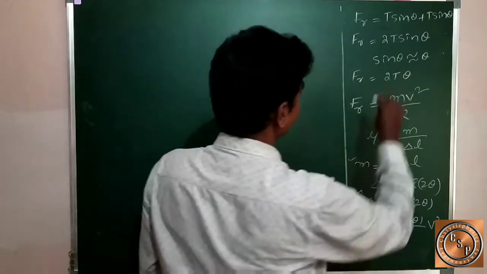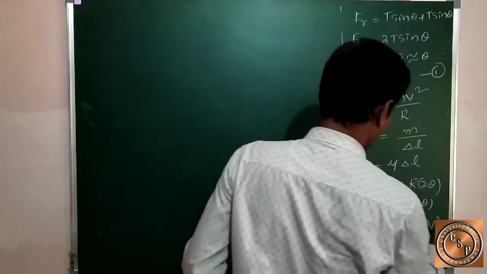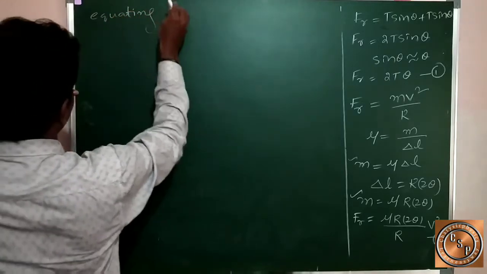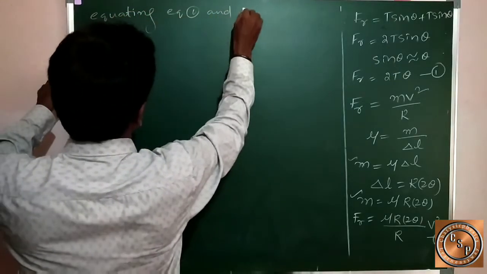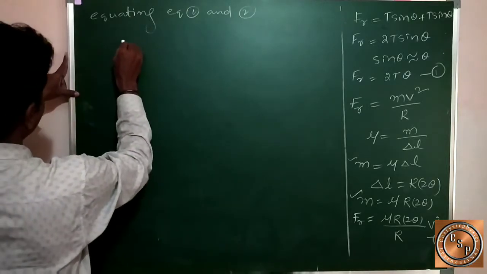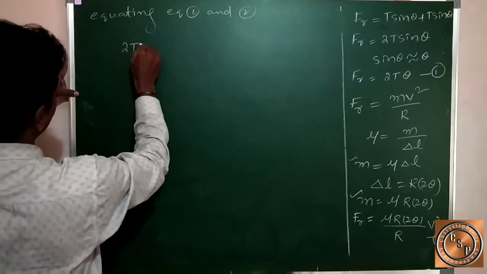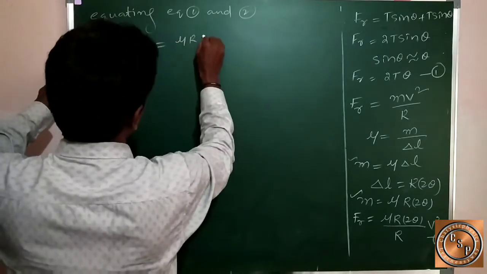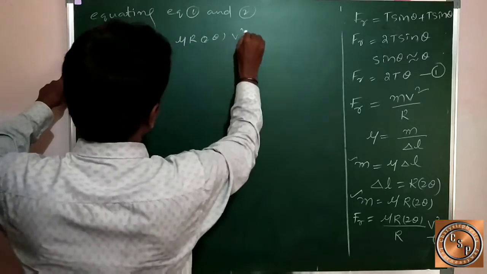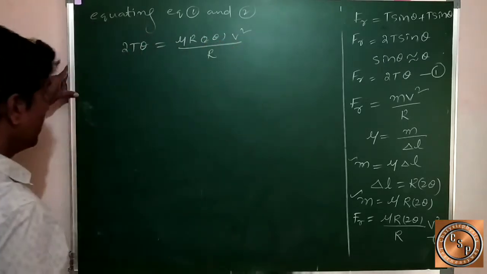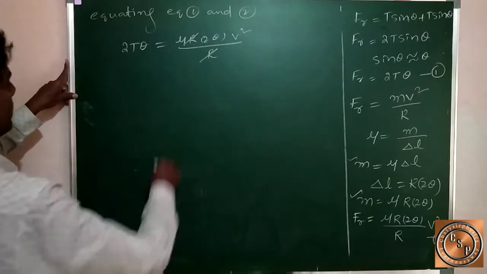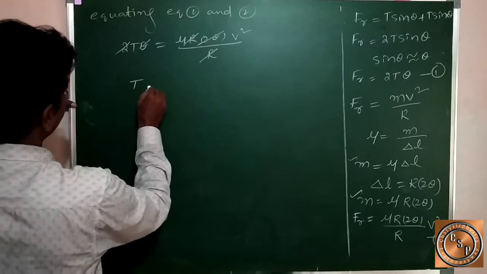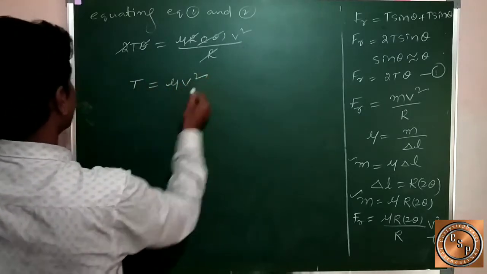Again, this is the first equation, this is the second equation. Equating both equations, equating equation 1 and 2. So the first equation is here: 2t theta equal to mu r 2 theta v square divided by r. Here r gets cancelled, 2 theta, here also 2 theta gets cancelled. The remaining is t equal to mu v square.